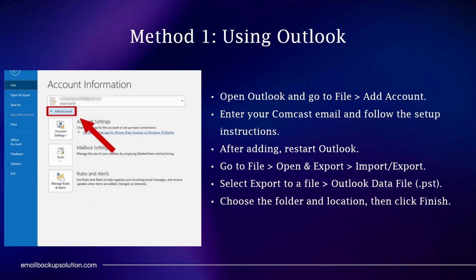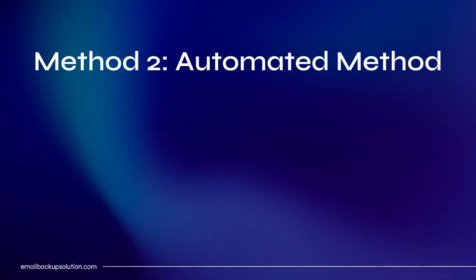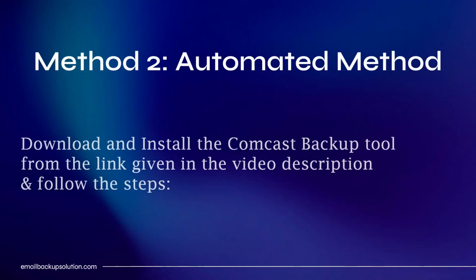Manual backup methods are slow, complicated, and not reliable for exporting multiple Comcast emails at once. That's why using an automated method is recommended. The best and easiest way is using a professional Comcast backup tool. It allows you to export Comcast emails into PST, PDF, EML, and many other formats while maintaining email structure and attachments. Here are the detailed steps.